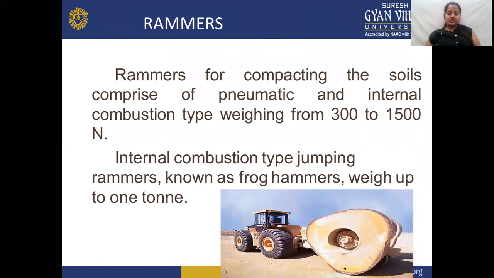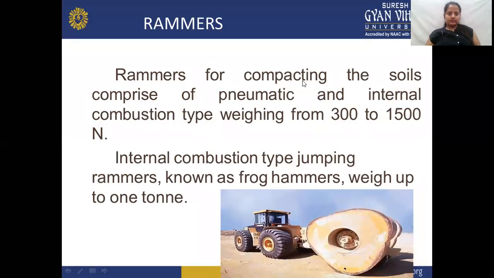So rammers, these are one form of compacting devices. Rammers have a ramming wheel, which you can see at the back of that vehicle. You can see that it has a triangular shape. It has a free fall tendency which hits the ground and compresses the soil beneath it. So you can see the whole structure.